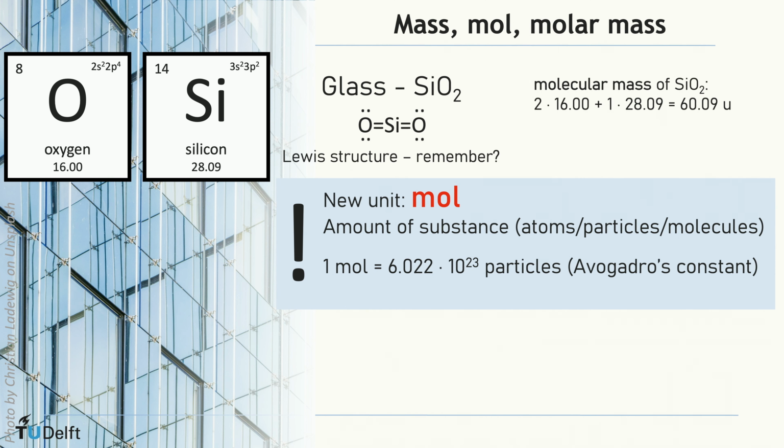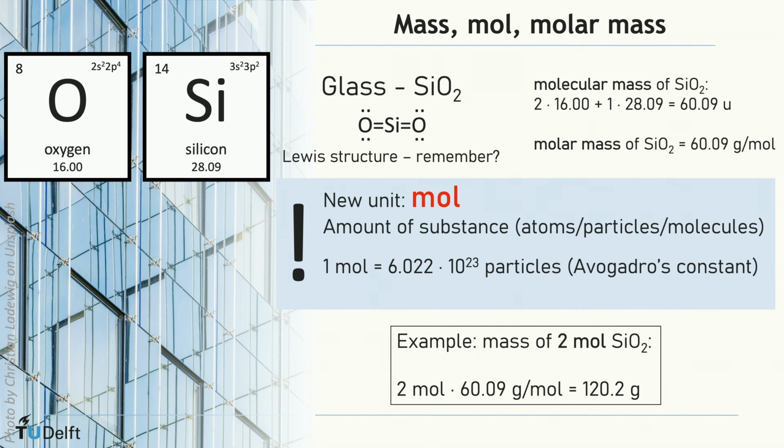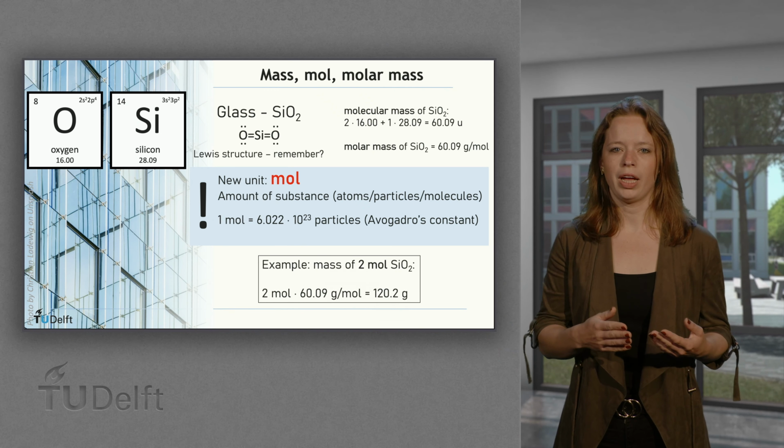The mole is the unit we use to measure the amount of a substance, and it's defined as exactly 6.022 times 10 to the 23 particles. The molar mass of a substance is the amount of grams per mole of that substance. And as you can see, it's numerically the same as the molecular mass, but it has different units, grams per mole instead of atomic mass units. The molar mass is very convenient if you want to convert moles to grams, or the other way around. For example, if you know you have 2 moles of silicon oxide, you can calculate its mass by multiplying it with the molar mass.